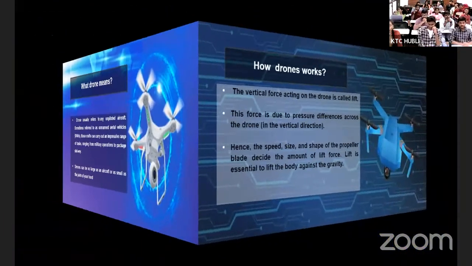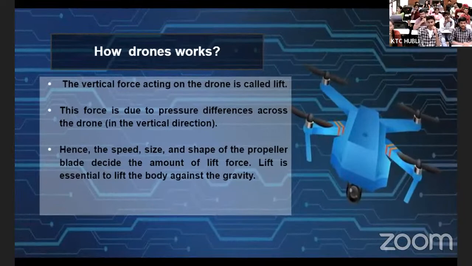So how does a drone work? The vertical force acting on the drone is called lift. This force is due to pressure differences across the drone. Hence the speed, size, and shape of the propeller blade decide the amount of lift force. Lift force is essential to lift the body against gravity.